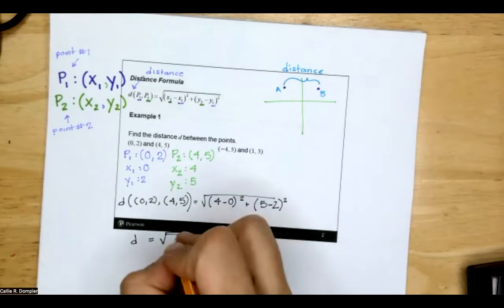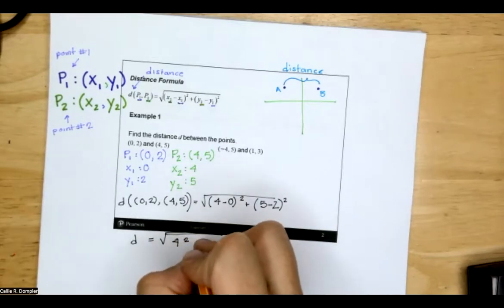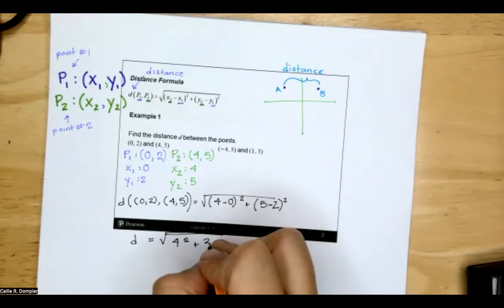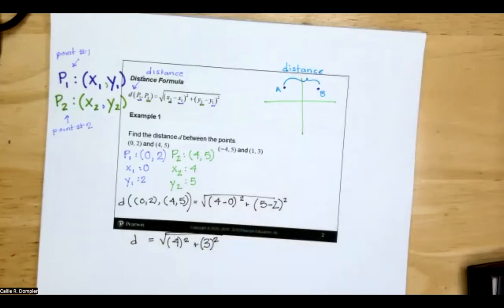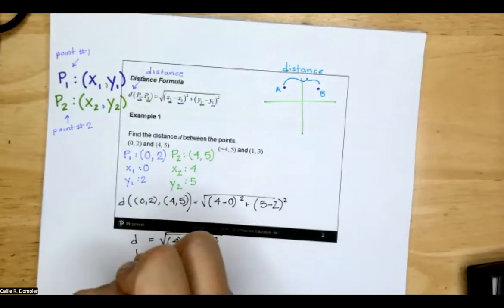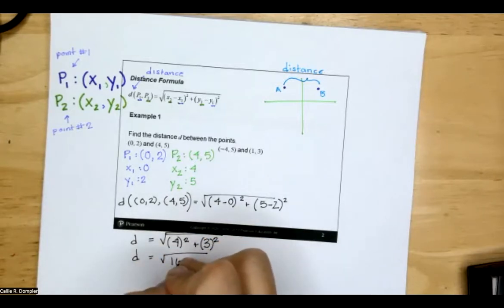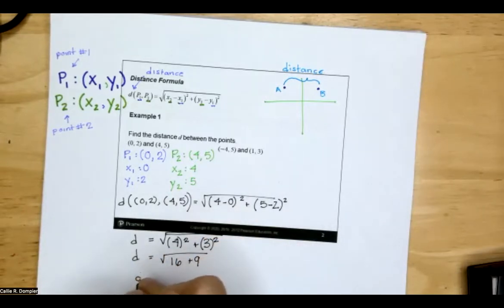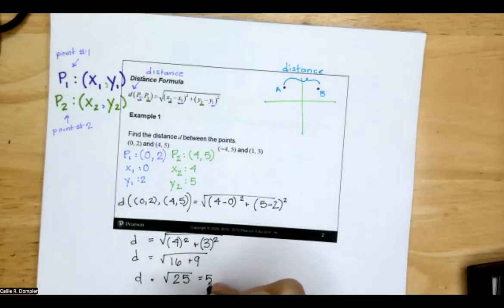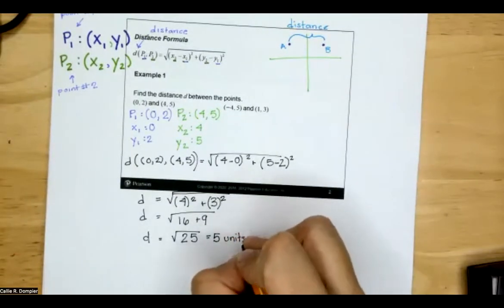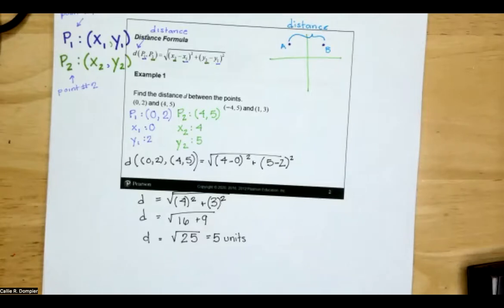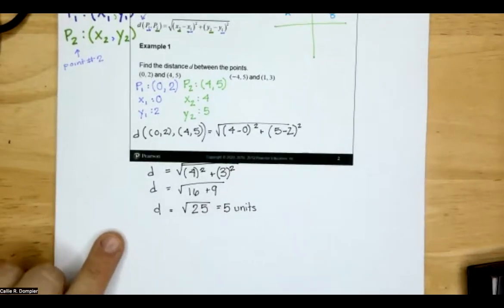The distance is 4 minus 0 squared, which is just 4 squared, and 5 minus 2 is just 3 squared. You can keep them in parentheses to make a habit of it, but unless they're negative, it doesn't matter. So the distance is the square root of 4 squared, which is 16, plus 3 squared, which is 9. That becomes 16 plus 9 is 25. How convenient! The square root of 25 is 5. So the distance between (0, 2) and (4, 5) is 5. They don't tell us the units, so you can just say units.